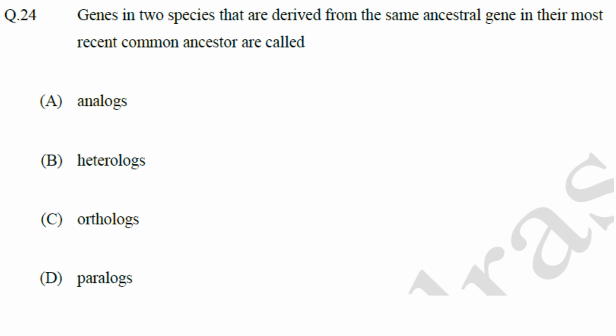Then genes in two species that are derived from the same ancestral gene in their most recent common ancestor are called orthologs. Answer is option C. Analogs means genes with similar functions but different origin. And paralogs means genes within the same species that are derived from a common ancestral gene, often with similar but distinct functions. They are called paralogs.